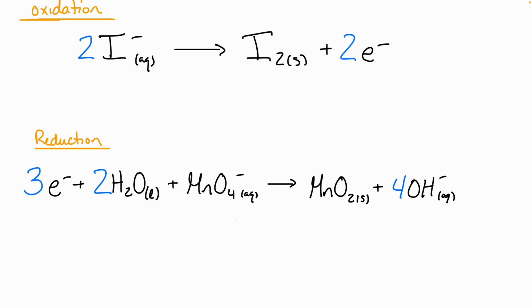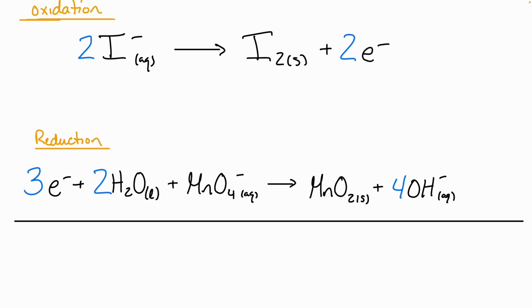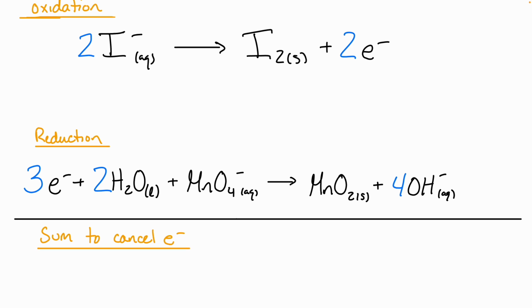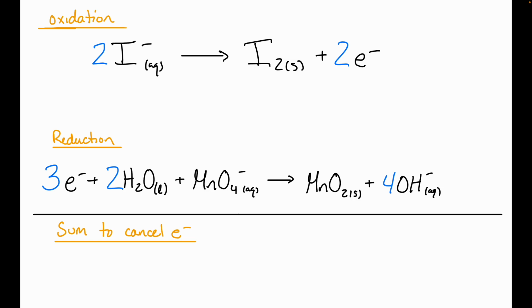Okay? And the last step is we want to sum these up. But we're going to sum them up in such a way that we cancel those electrons from both sides. All right? If I just add them together as is, my electrons won't cancel. I don't have the same number on both sides. I need the same number on both sides, and I don't want to just increase this to a 3 over here because that'll throw off my charge balancing. So instead, I'm going to take the whole thing and multiply it by 3, and my whole reduction half reaction, and multiply that by 2.